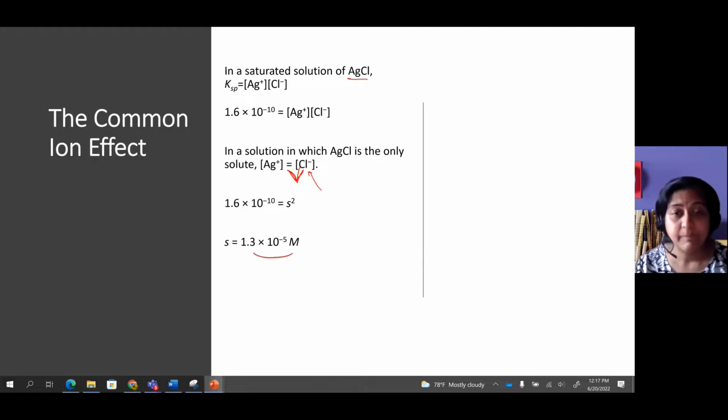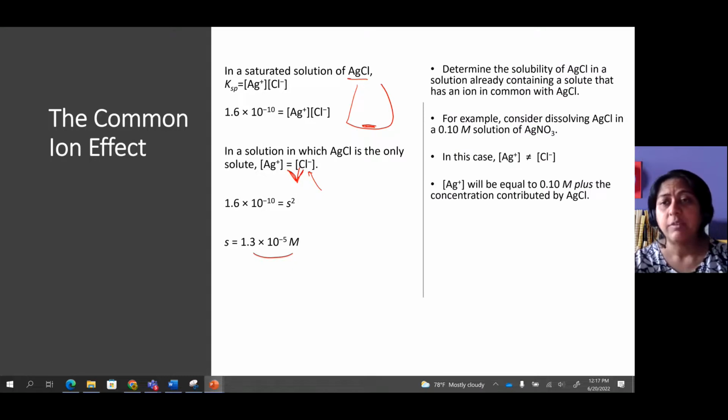It is only a saturated solution of silver chloride. What is a saturated solution? There is a little bit of silver chloride, so it's in equilibrium, the Ksp equilibrium. But look now, we are going to calculate the solubility of silver chloride in a solution containing a solute that has an ion in common with AgCl.